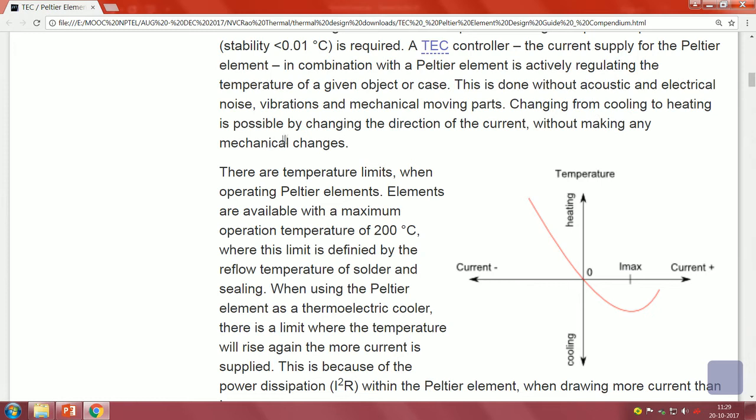Changing from cooling to heating is possible by changing the direction of current without making any mechanical changes. You must have heard of the air conditioners which are reversible and can be used as heat pumps. I will say more on that, they work occasionally. We do have a problem. You want a room inside to be heated when the temperature outside is very cold.